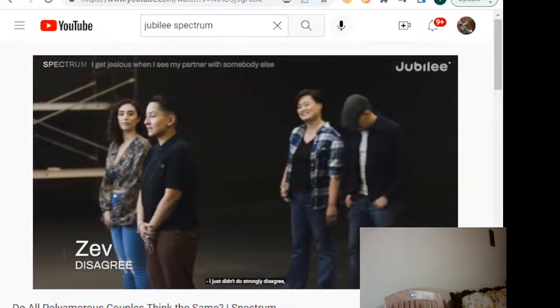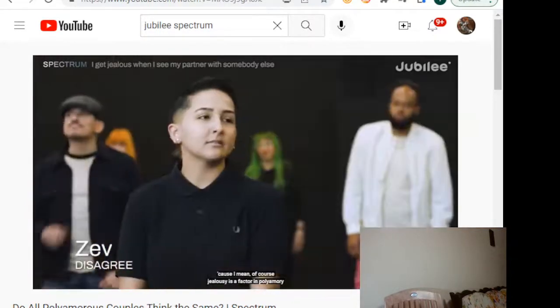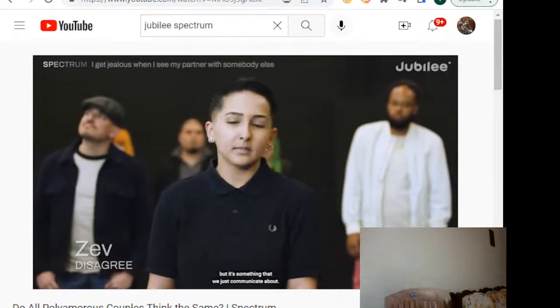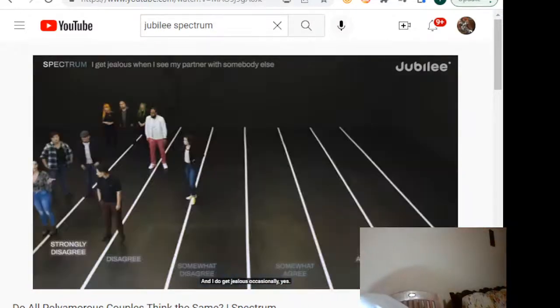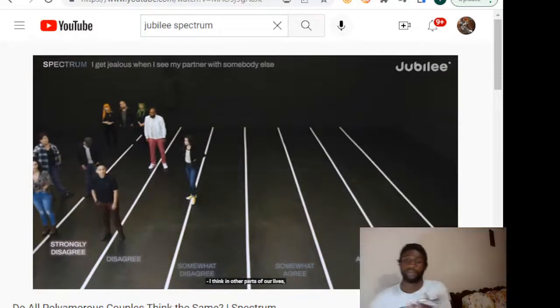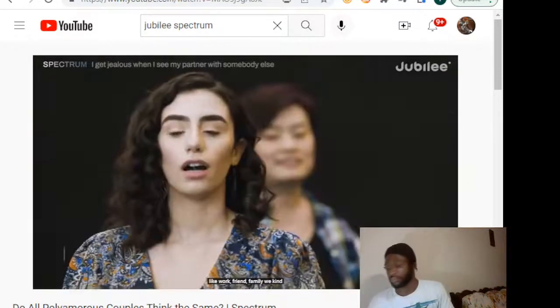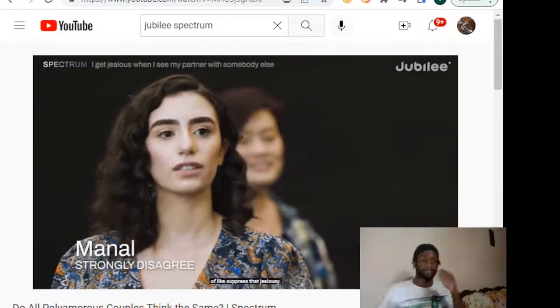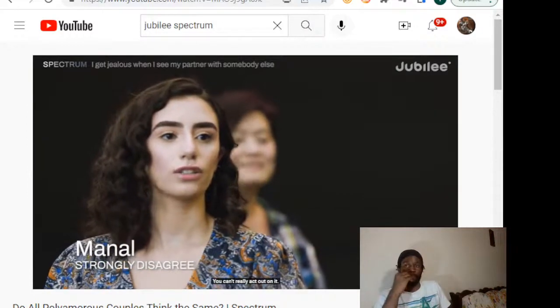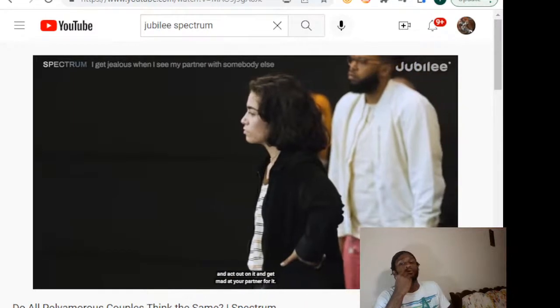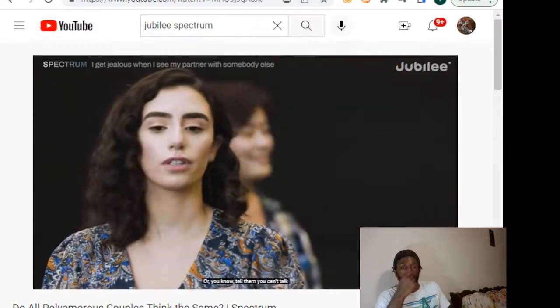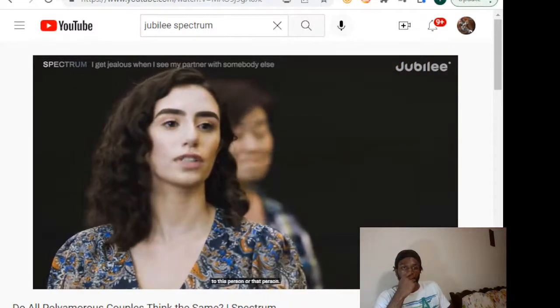I just didn't do strongly disagree because, of course, jealousy is a factor in polyamory, but it's something that we just communicate about, and I do get jealous occasionally, yes. I think in other parts of our lives, like work, friends, family, we kind of suppress that jealousy. You can't really act out on it. So why, when it comes to relationships, can you just go and act out on it and get mad at your partner for it, or tell them you can't talk to this person or that person?